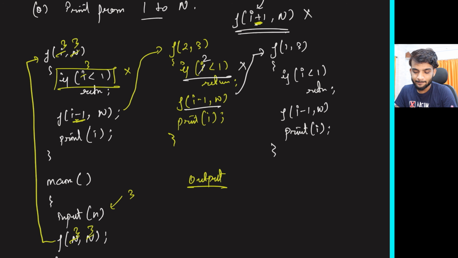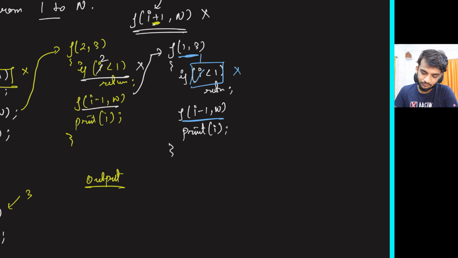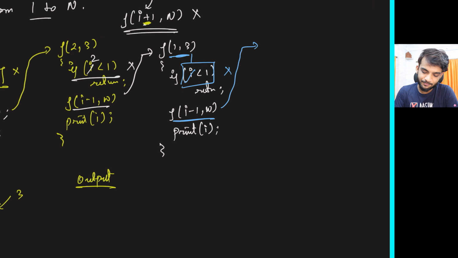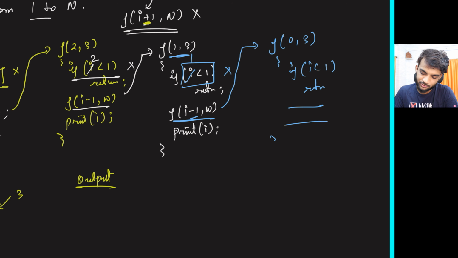Okay. Let's see what happens this time. F of 1 comma 3, I is 1, doesn't execute. F of I minus 1 goes and calls this, with f of I minus 1 meaning 0 comma 3. If I lesser than 1, return. I'm not writing the remaining couple of lines.